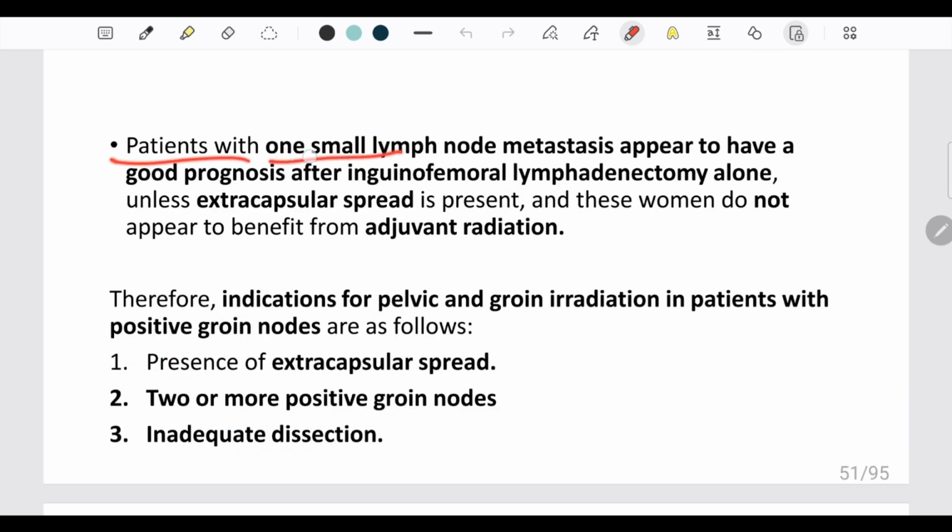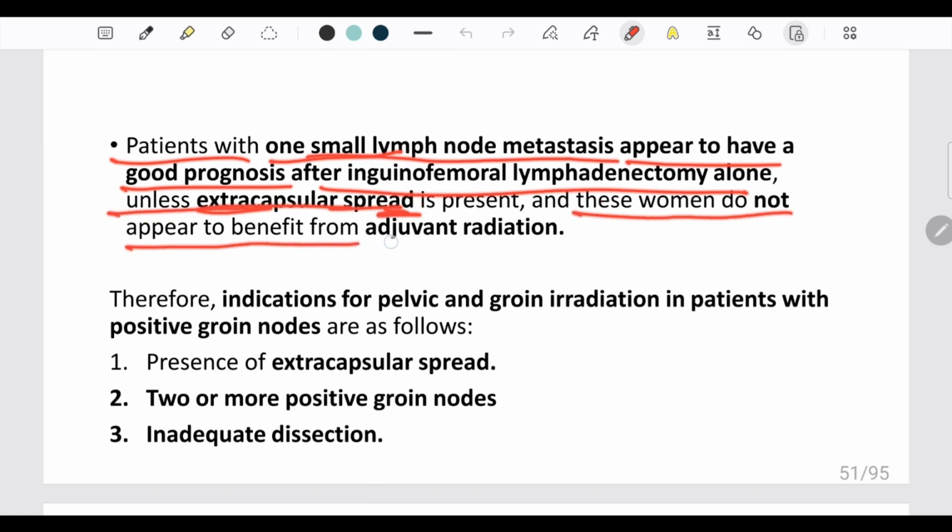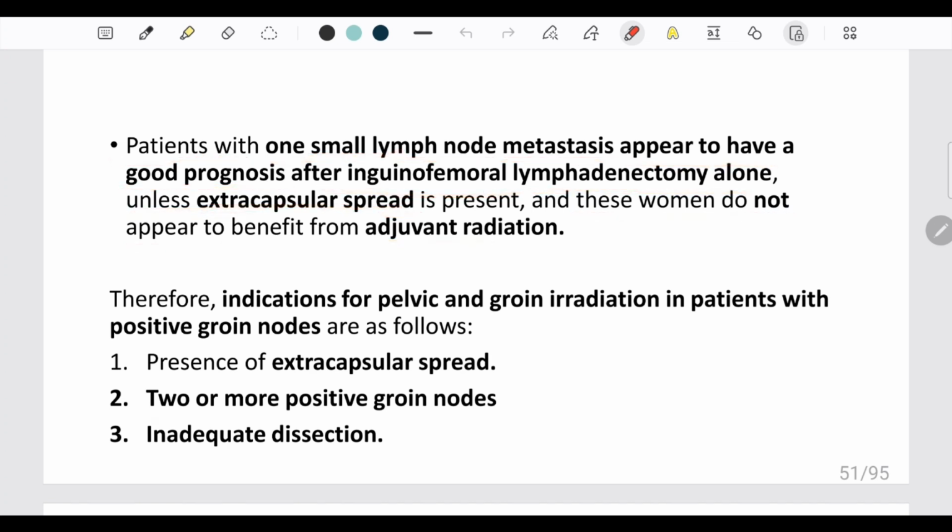Patients with one small lymph node metastasis appear to have a good prognosis after lymphadenectomy alone, unless there is extracapsular spread, and these women do not appear to benefit from adjuvant radiation. So one small lymph node metastasis has a good prognosis, and those patients don't require adjuvant radiation.